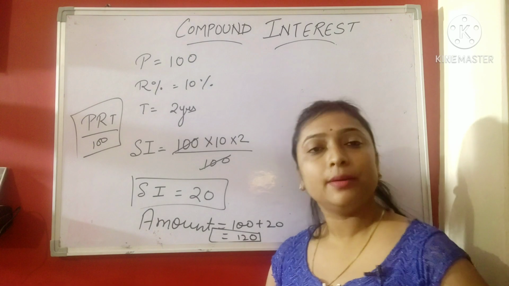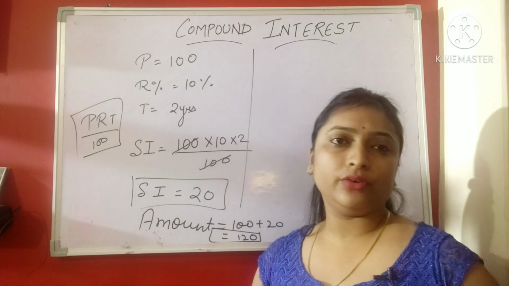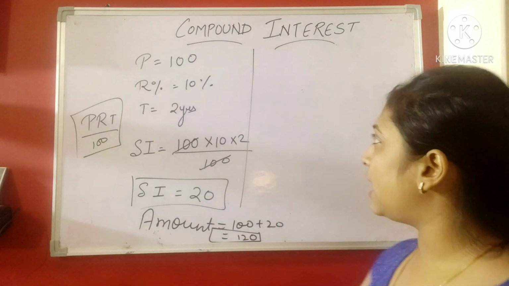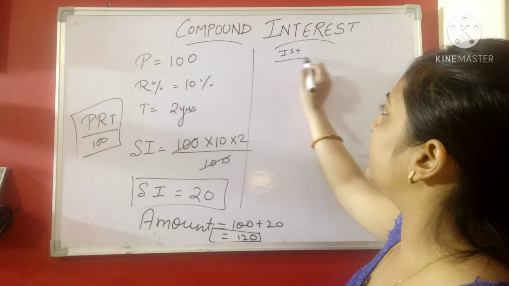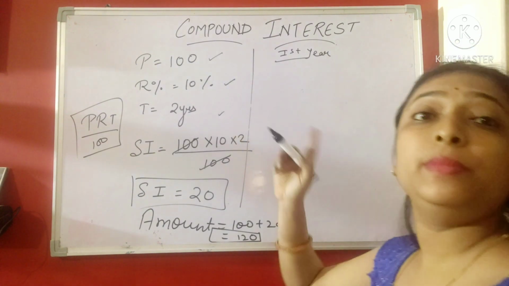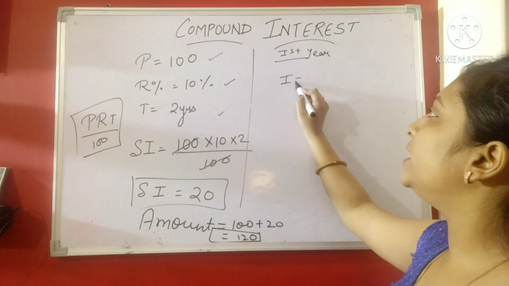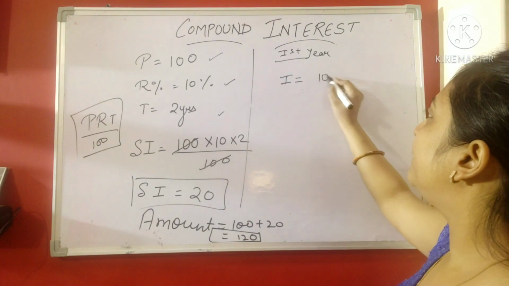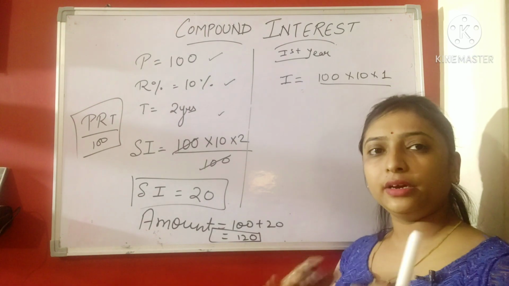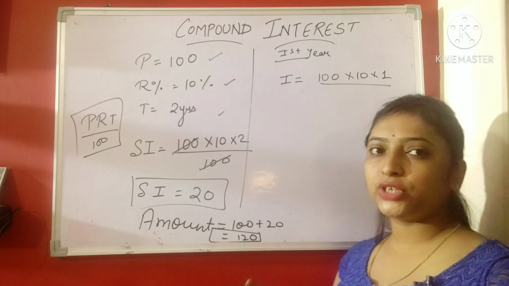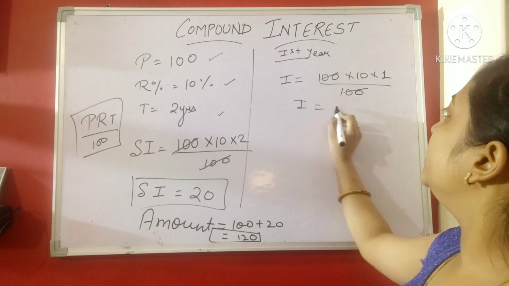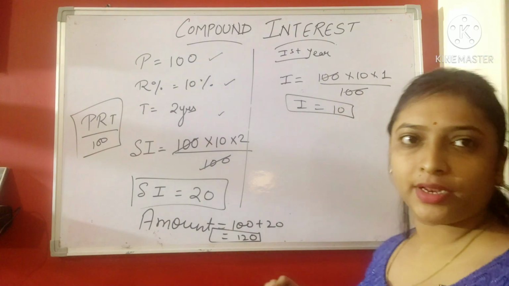Now, what happens in compound interest? In compound interest, after every year, the principal changes. Let us see how. If we talk about the first year, right? So, in the first year P is this, rate is this, time will be 1. Let us calculate interest for the first year, P into R into time. Since in compound interest, every year the principal changes, we will calculate for 1 year. So, after 1 year, interest will be rupees 10, right?